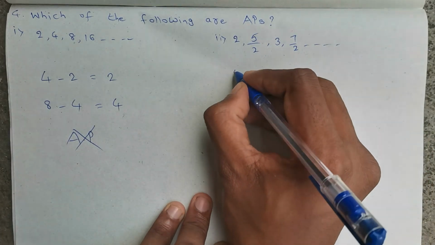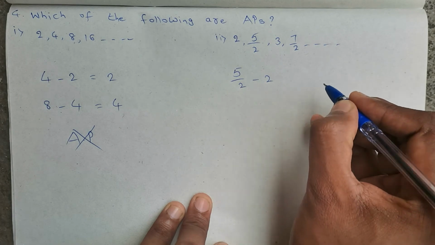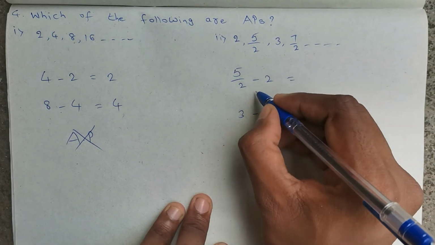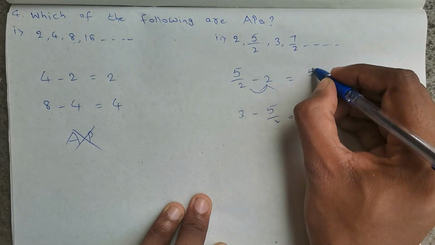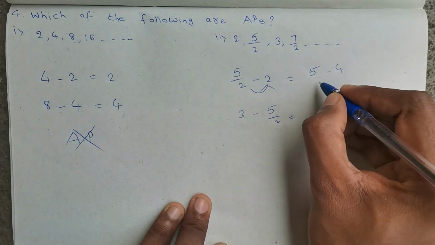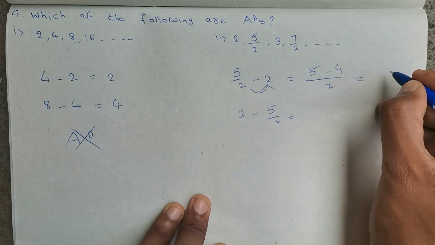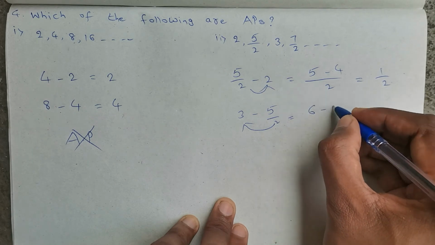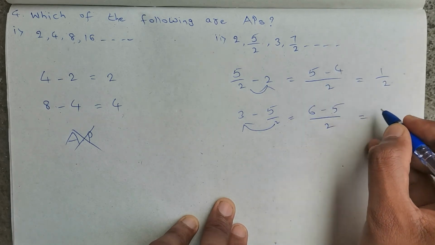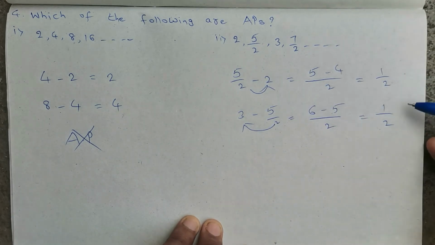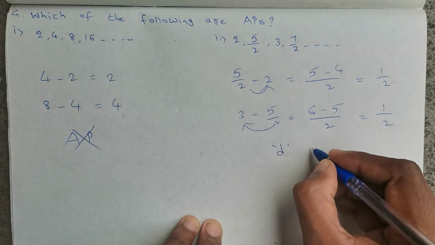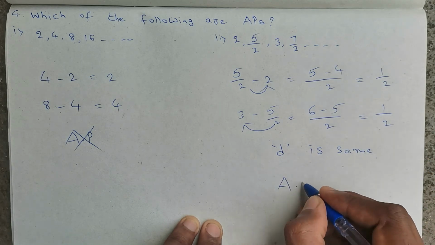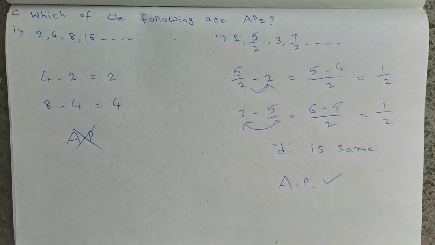Next, the second term 5 by 2 minus the first term 2. The third term 3 minus the second term 5 by 2. Here, with 2 as the common denominator, 5 minus 2 twos are 4, divided by 2. 5 minus 4, 1 by 2. Similarly, 2 threes are 6 minus 5, whole divided by 2. 6 minus 5, 1 by 2. Here the common difference is the same, otherwise simply d is the same. So it is an AP.